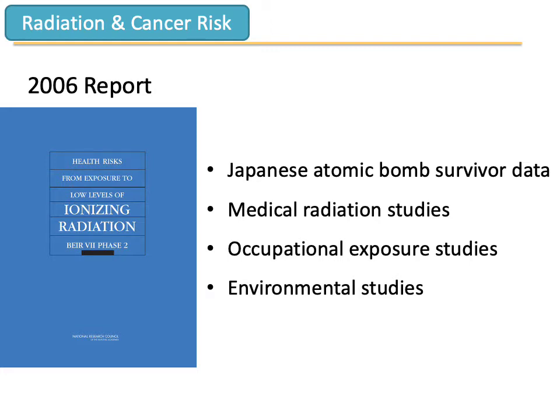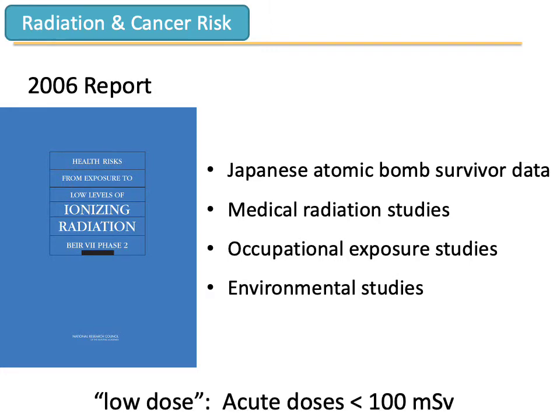It's important to note that this report specifically looked at low levels of ionizing radiation, where low levels or low doses is defined as acute doses below 100 millisieverts. This is relevant to medical imaging since almost every imaging exam performed has an effective dose below 100 millisieverts. The overwhelming source for current radiation risk models, however, comes from Japanese atomic bomb survivor data.